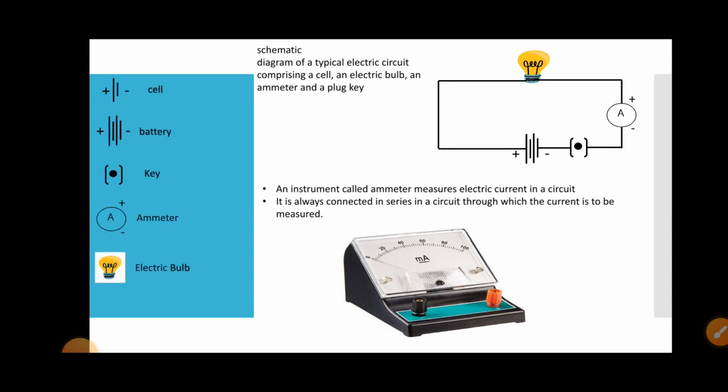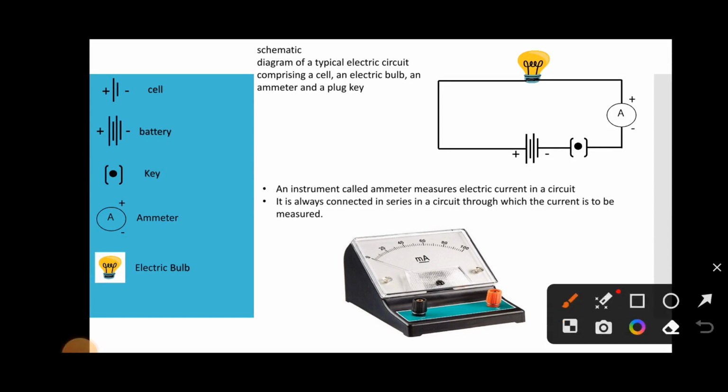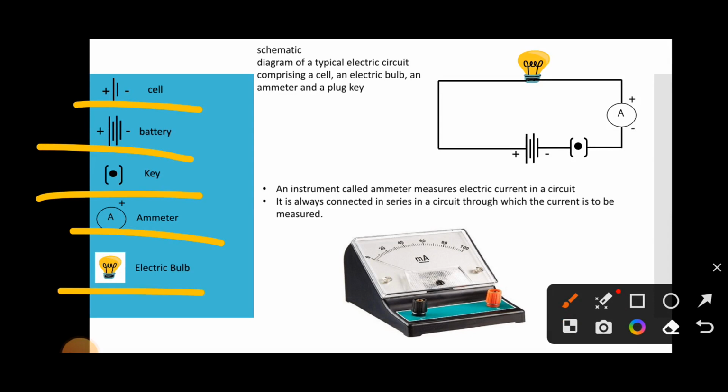Now here some symbols are there. The first one is the symbol of a cell. The second one is a battery, which is made of many cells connected in series. The third one is a key, and the fourth one is an ammeter, which measures the current. And the fifth one is an electric bulb.